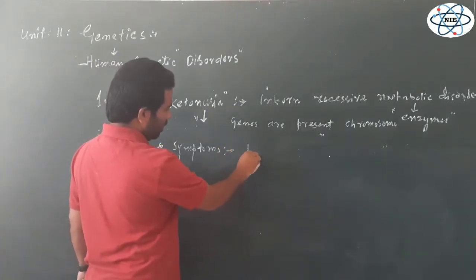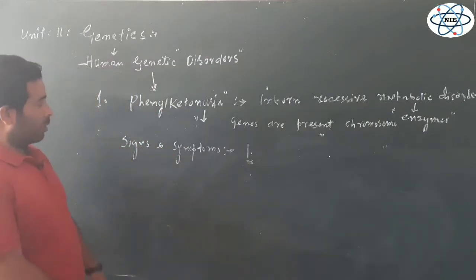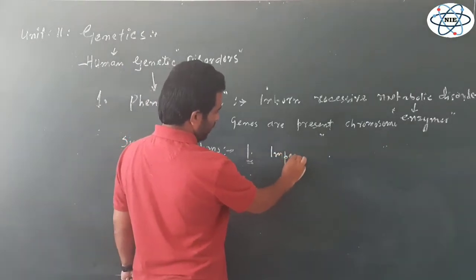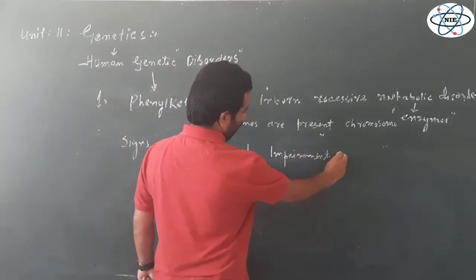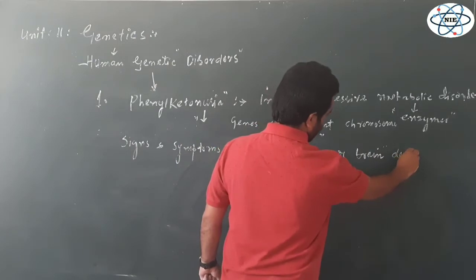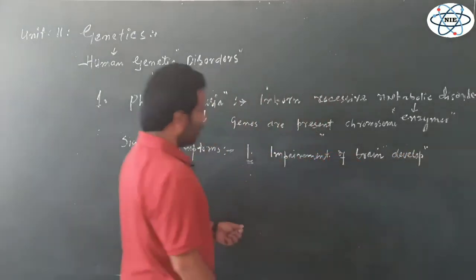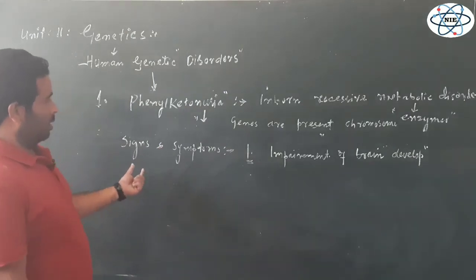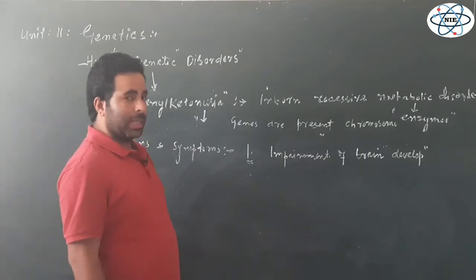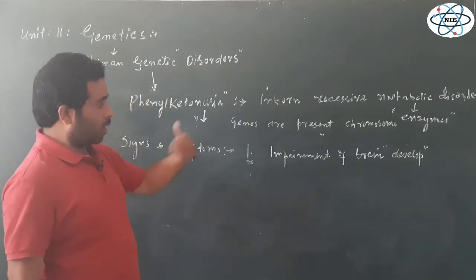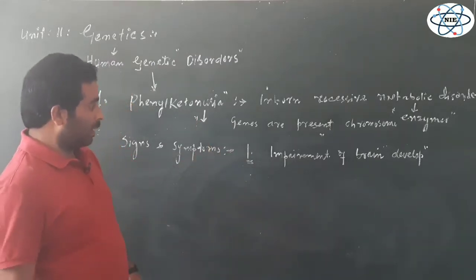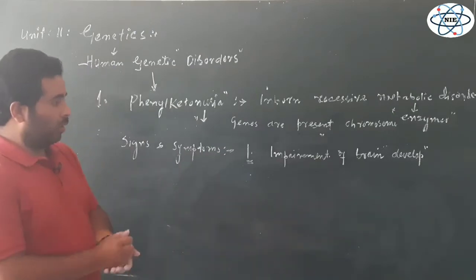One of the important, serious symptoms, or signs, of phenylketonuria is impairment of brain development. So it affects the brain. In the baby where phenylalanine gets accumulated in the blood or body fluids, it is since birth, that means once the baby is born, there is accumulation of phenylalanine in his or her blood, because the baby is lacking the enzyme for conversion of phenylalanine into tyrosine.